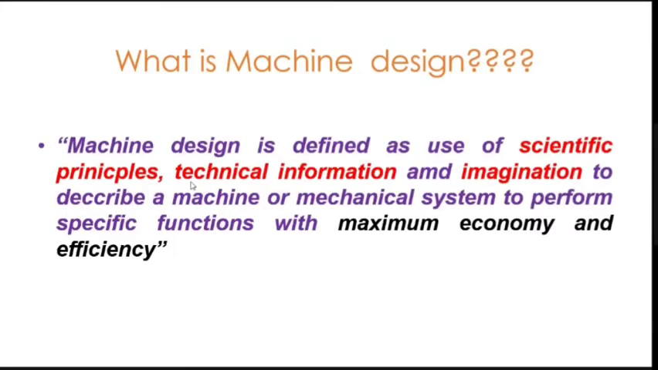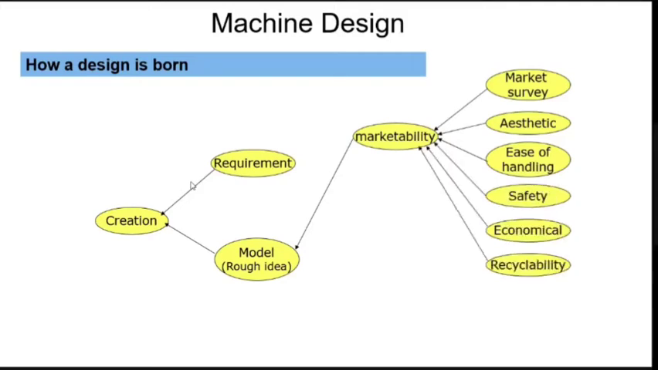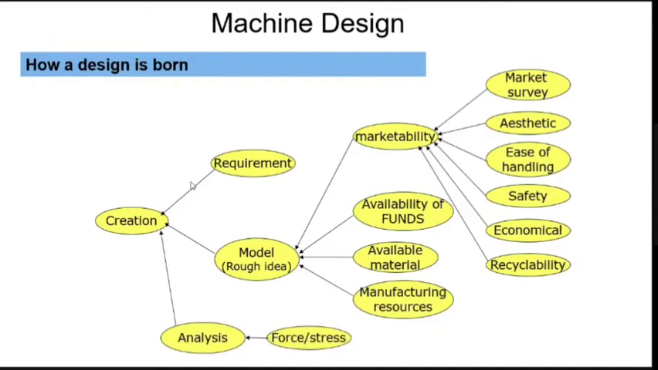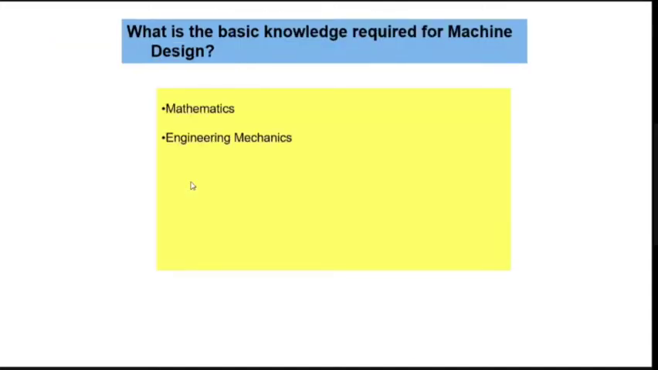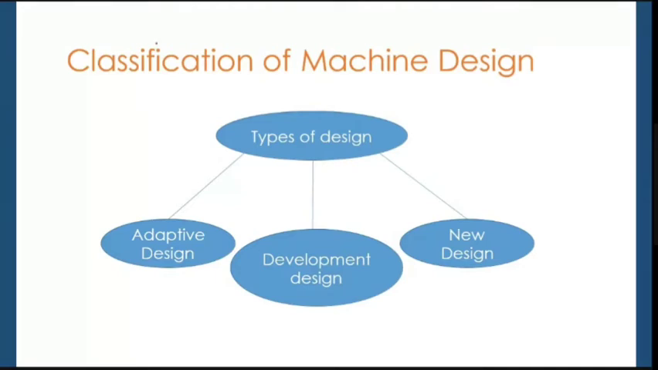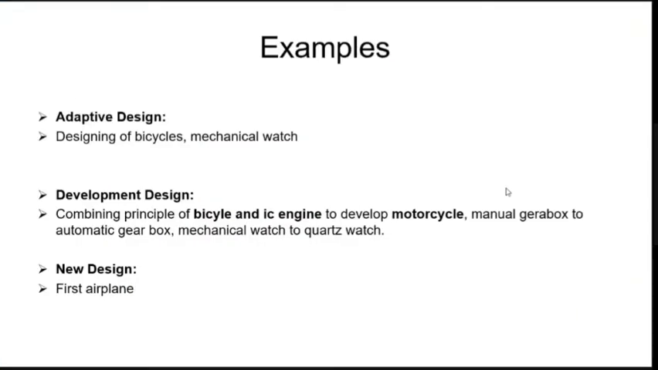Then I have given you some technical definition of machine design. Then I have helped you to understand how the design is born. I have helped you to understand this graph. Then we have also understood the basic knowledge required for machine design. Then the very important part we have understood is the classification of machine design. So adaptive design, development design, and new design we have understood, with the help of examples.